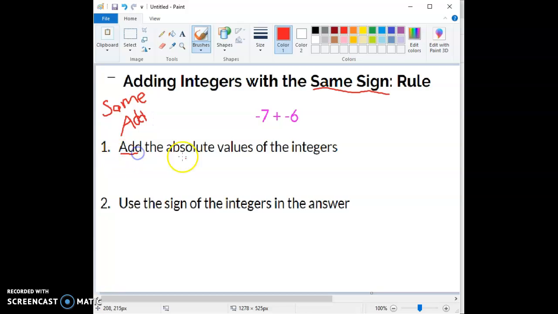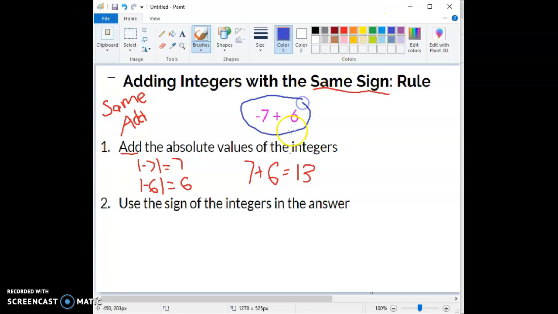So it says I'm going to add the absolute value. And remember, the absolute value just means its distance from 0. And it'll always be a positive number. It says I'm going to add their absolute values. 7 plus 6 is 13. And then it says I'm going to use the sign of the integers. So if I look at the original, up here's the original, they were both negative. So that means my 13 is going to be negative because my original numbers were negative.